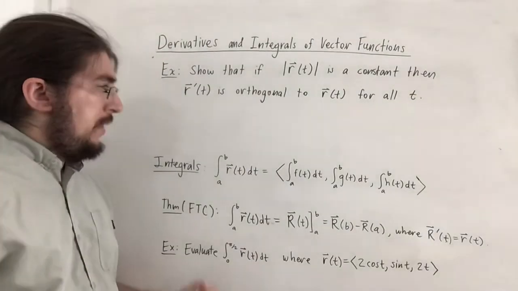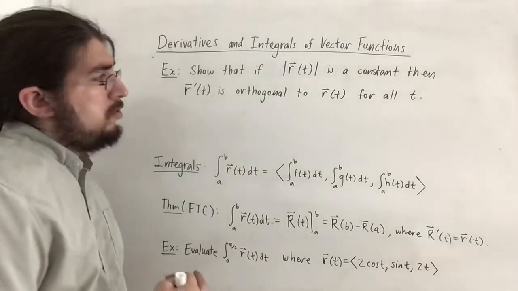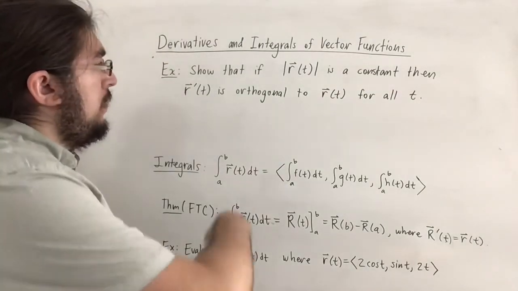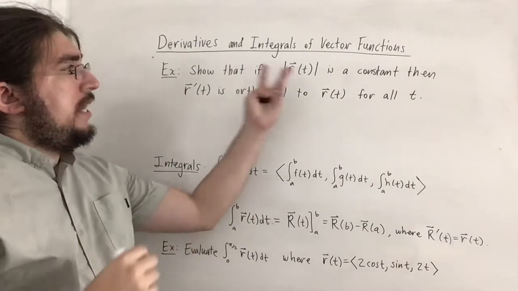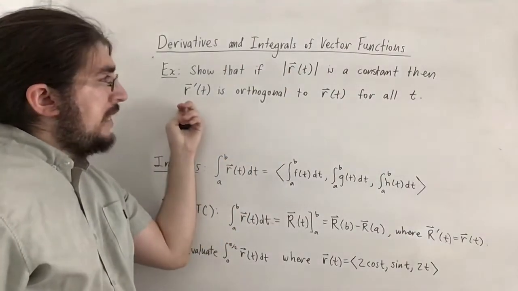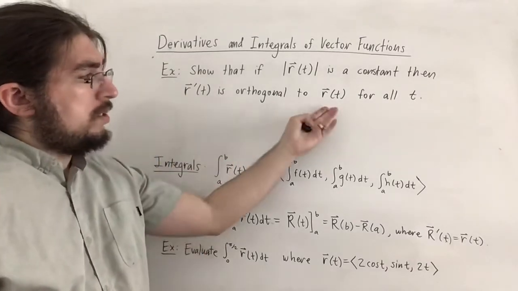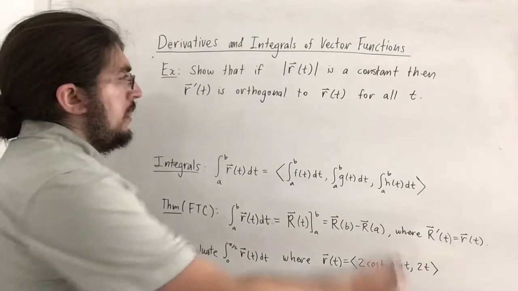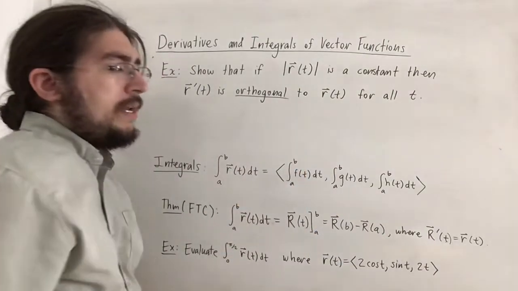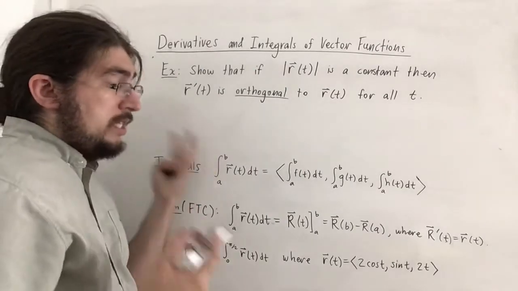Right, so as previously mentioned, this example is more, I guess, conceptual as opposed to calculative. But let's take a look. So we're asked to show that if we have a vector function whose magnitude is a constant, then it must be the case that the tangent vector function's derivative is orthogonal to itself for all values of t. Now let's remind ourselves, what does orthogonal mean? Well, orthogonal implies that the dot product of these 2 vectors is 0.